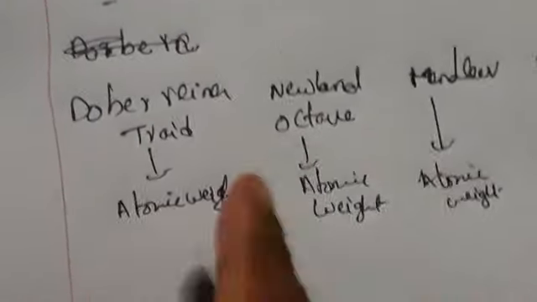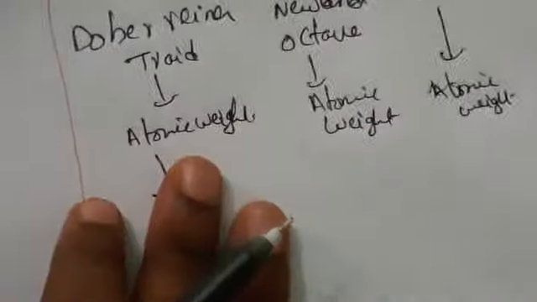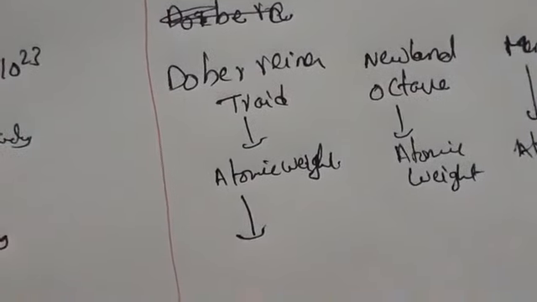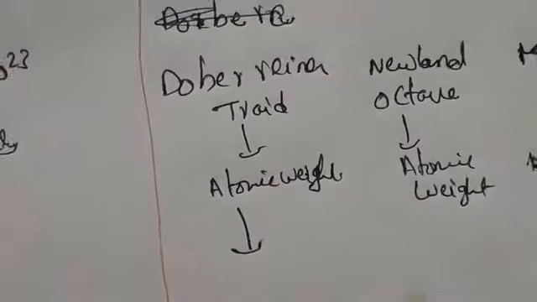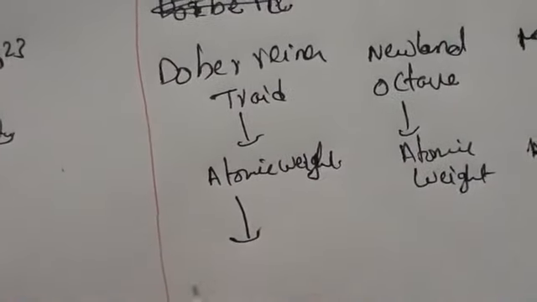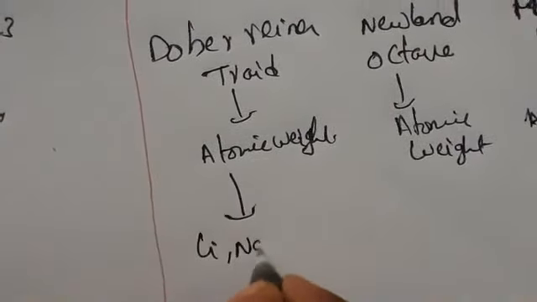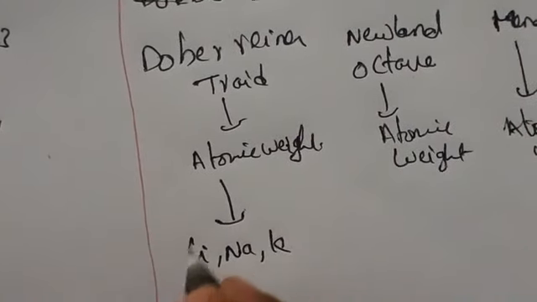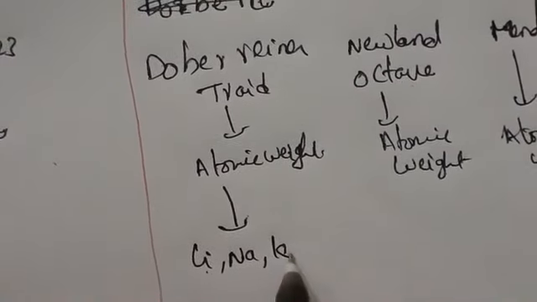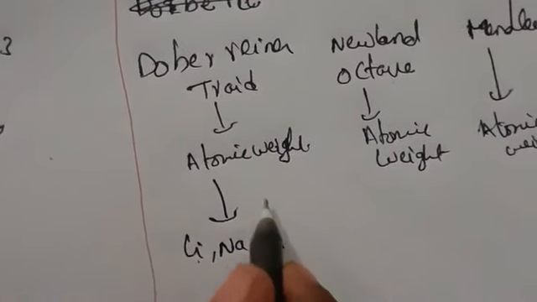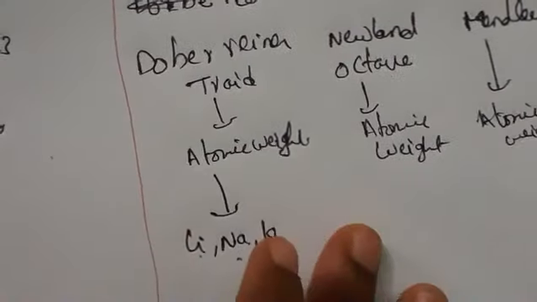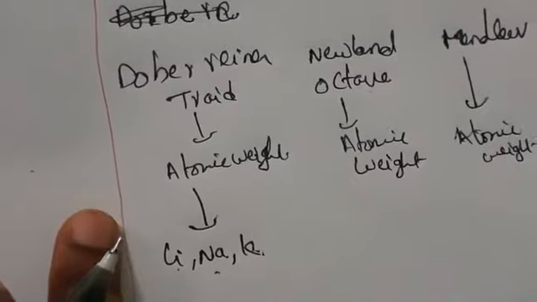That is the Dobereiner triad, but he did not give the correct explanation for all elements. For example, take lithium, sodium, potassium. The average of the first and third elements gives the atomic weight of the second, but this does not work for every set of elements. So this is about the Dobereiner triad.